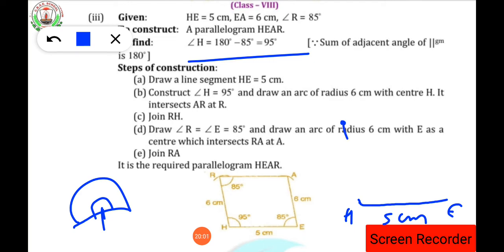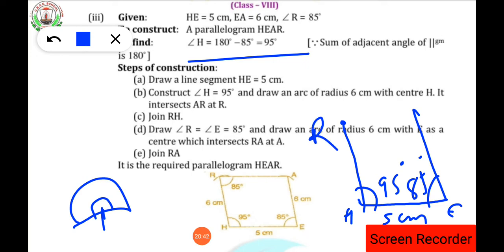Clear? Then remove your rounder and draw 95 degrees with the help of your protector. In the same way, you have to draw angle E, here 85 degrees, with the help of your protector, because 95 and 85 will be very complicated to draw with the rounder. Sorry, draw with the help of your protector, not by the rounder. Please draw the 95 degree and 85 degree with the help of your protector, not by rounder. Clear?